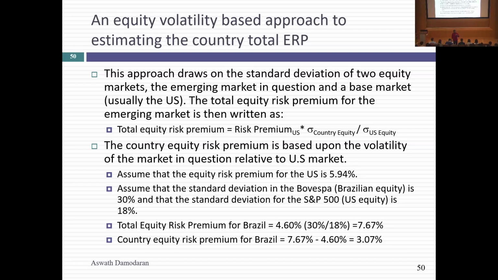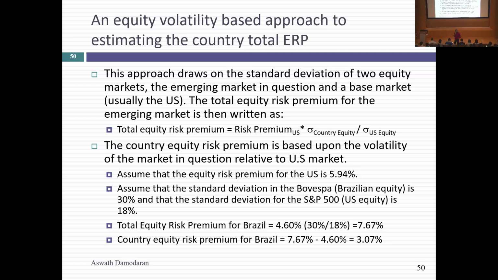You take the S&P 500, let's say the standard deviation is 18%. You take the Bovespa, the standard deviation is 30%. They took the US equity risk premium of 4.6% and scaled it up. So no default spread even enters the picture. And the equity risk premium they came up with was 7.67%. When I first saw this, I thought it was pretty neat.